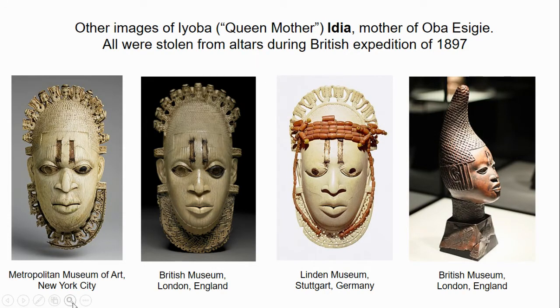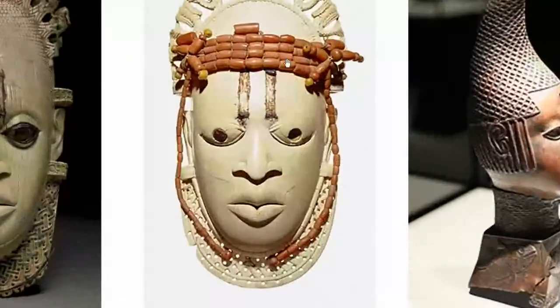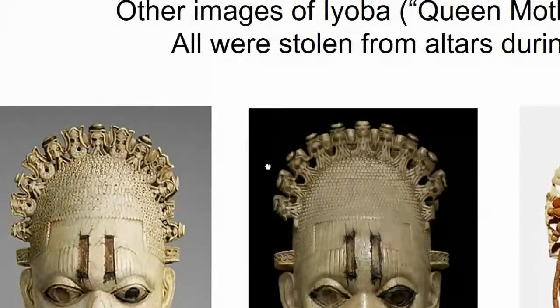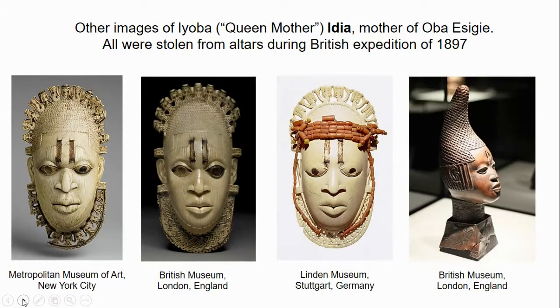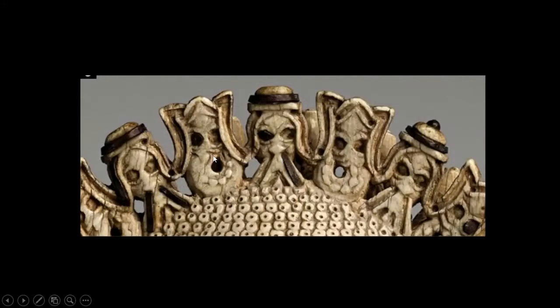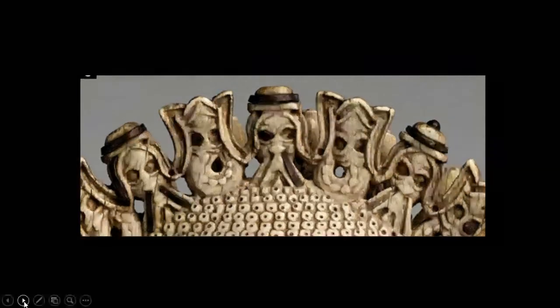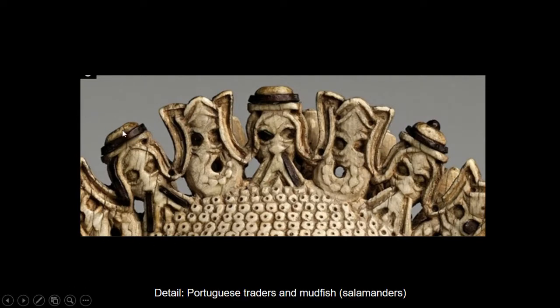This one is interesting because you can see it still has the coral beads around her head. What you can also see, especially in these two works of art, are a curious assortment of carvings along the top. So what that is, it's a little hard to designate. A lot of people say it looks like an elephant. But actually, this is a creature called a mudfish or a mud skipper. And these are meant to represent Portuguese men. They wear helmets, they have smooth hair, they have mustaches.